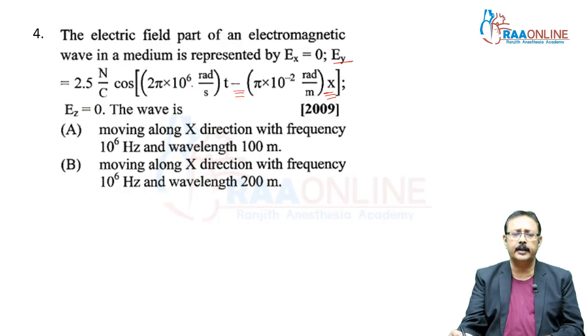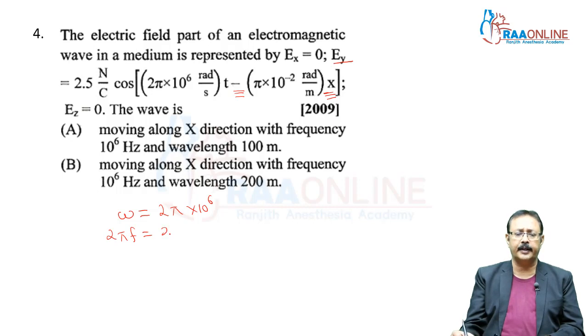Frequency, we know that with t we write omega. So in place of omega, what we are getting? 2 pi into 10 to the power 6. But you know that omega is 2 pi f. So what we are getting? F is 10 to the power 6. So frequency is 10 to the power 6 hertz.